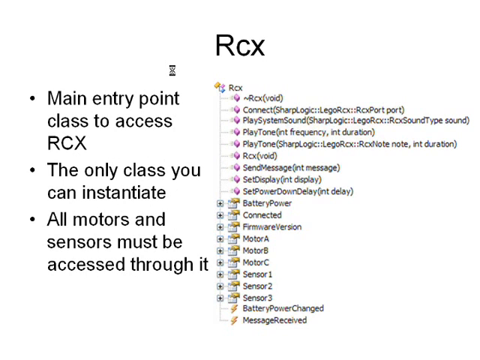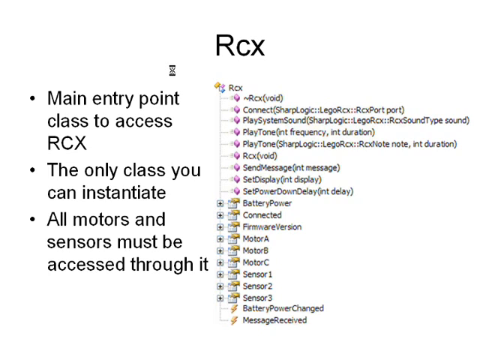The RCX class is the main entry point to access anything on the Mindstorm. It's the only class you can instantiate because it has a public constructor. Other classes, such as the RCX Sensor and RCX Motor classes, are designed to be used through the RCX class itself and cannot be instantiated because they have internal constructors.